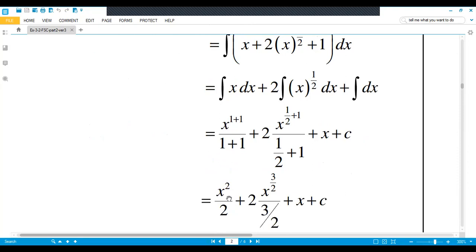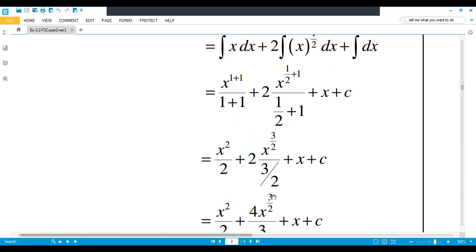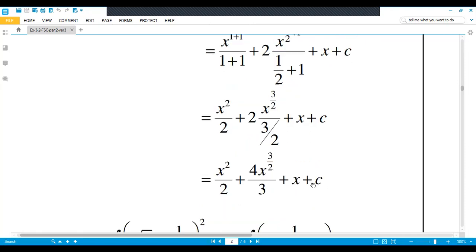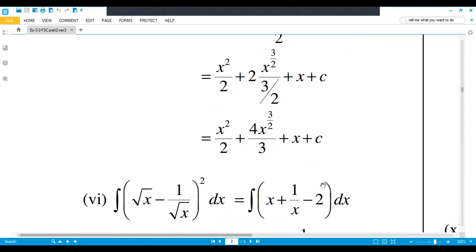So here x square over 2 plus 1 over 2 plus 1, that is 3 over 2. So this 2 will multiply with this 2. So we get 4x power 3 over 2 over 3 plus x plus c. So this is the required answer.